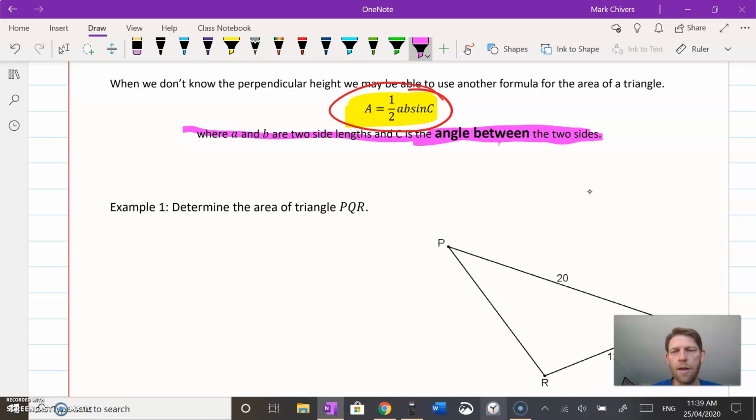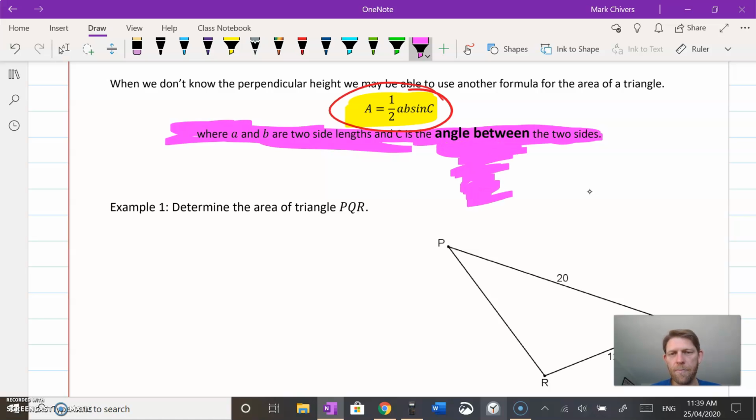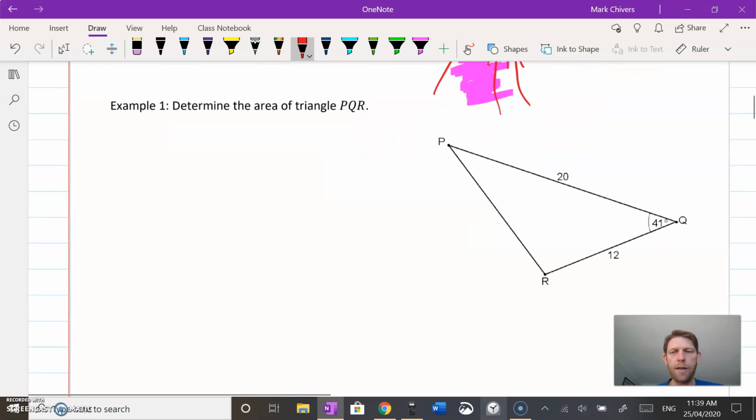Really important here is that in that formula, A and B are two side lengths, and C is the angle between, and I'll put some arrows there to make it really clear: it's the angle between the two sides. If you don't have an angle in between two sides, then you can't use this formula. As we look at it here, we've got an angle in between two sides, so this is a time where we can use that formula.